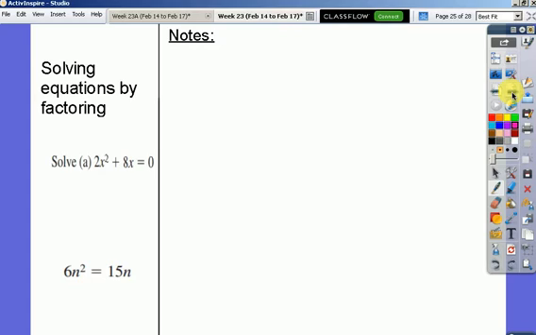So we have solve a, 2x squared plus 8x equals 0. Always start by taking out your what? GCF. What's my GCF for the first one? 2x. So this is what I'm going to do to factor. I'm going to say, okay, I took out a 2x, then I'm going to put a parenthesis, and then I'm going to ask myself, how do I get this? What do I have to multiply 2x by to get 2x squared? Just by an x, right? And then I put a plus sign. What do I have to multiply 2x by to get 8x? 4. Does that make sense?